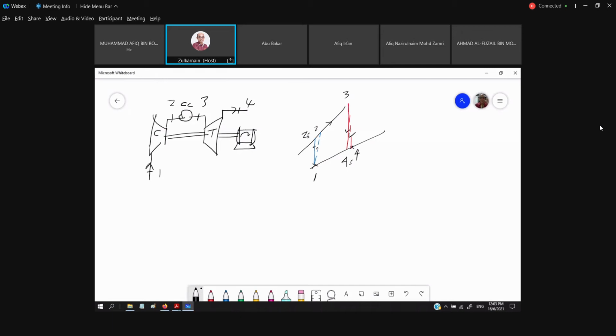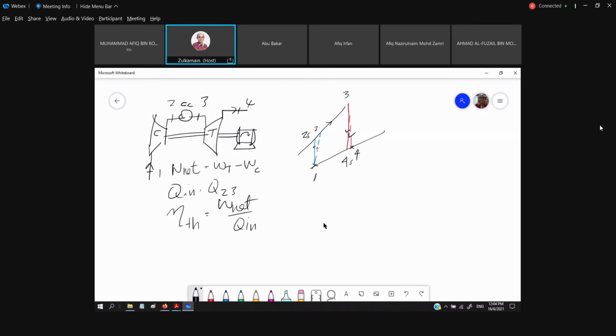As far as the net work is concerned, we get W net as the work of the turbine minus the work of the compressor, whereby work of the turbine is W 3-4 and work of the compressor is W 1-2. Then Q in involves Q 2-3. To look at the quality of this cycle, which we refer to as the thermal efficiency, this is our W net divided by Q in. So this is what we have, a very simple one.